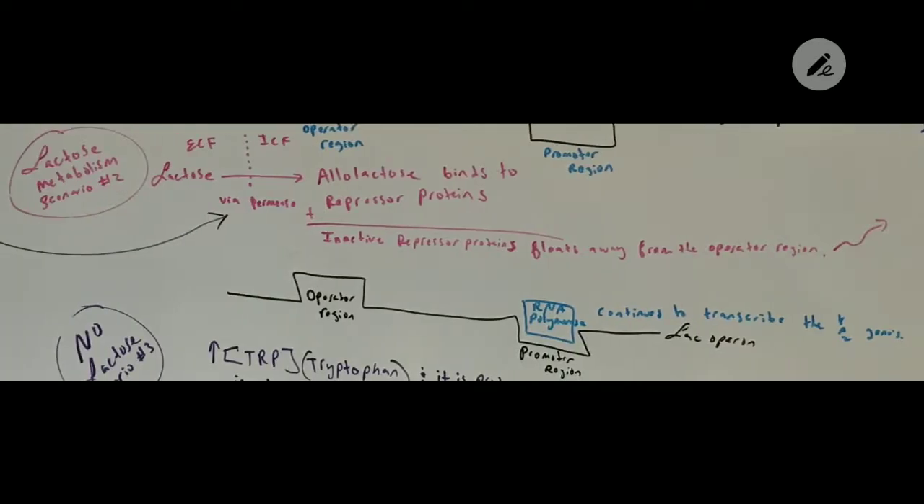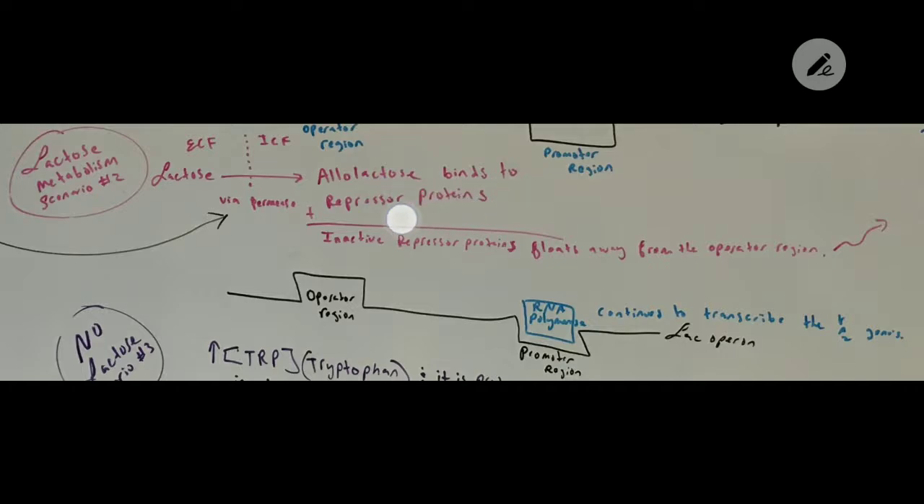So that's scenario 1, no glucose, but there is lactose. So now we need a way to amplify that effect. This is scenario 2, lactose metabolism. Lactose from the extracellular fluid or outside the cell gets slingshot into the ICF or intracellular fluid or inside the cell via permease. And then lactose gets converted into allolactose.